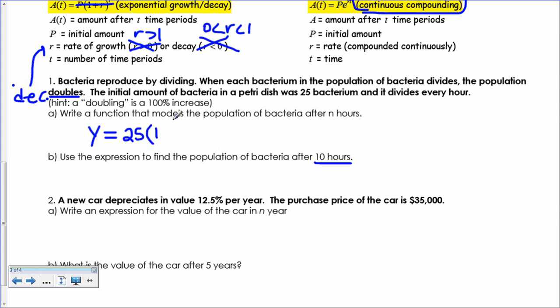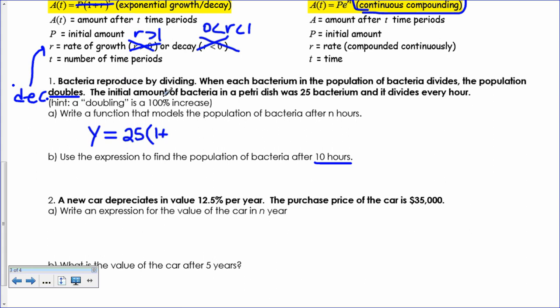Is this a growth or a decay? Well, I can see that when a bacterium divides, there becomes more of them. So the population is growing. Doubling means that it's increasing, it's growing. So it's going to be a plus. Now we need to figure out what the rate is. So we've already discussed that a doubling is a 100% increase. Well, this is a percent.